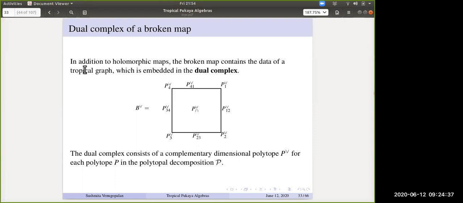So why is this relevant? Because in addition to the data of the holomorphic maps, it also has information of a tropical graph. Earlier we saw that the tropical graph was just in a line segment, and since now there are two cuts, it's now embedded into two line segments, which is a square. But the general version is to be thought of as a dual complex. So the dual complex consists of a complementary dimensional polytope, P dual, for each polytope P in the polytopal decomposition.